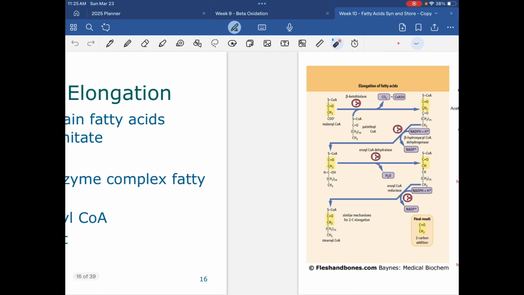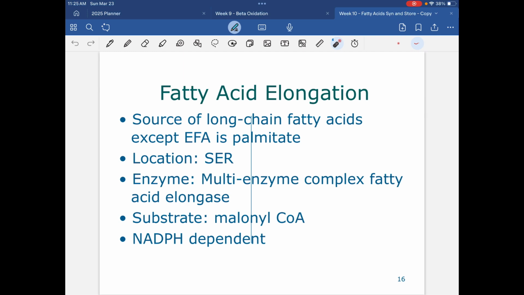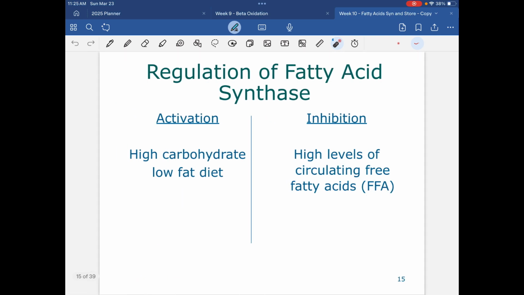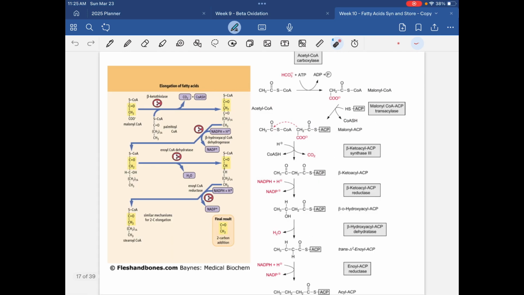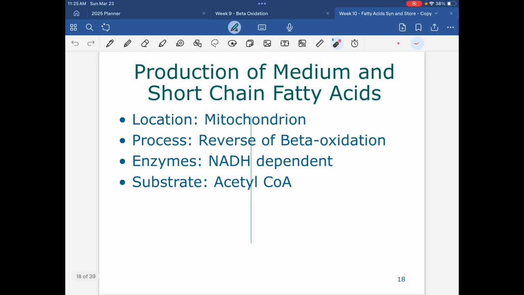So we can make fatty acids in the cytoplasm. If I want them longer, I'm going to take them to the smooth endoplasmic reticulum and use malonyl-CoA to make them 2 carbons longer at a time. If I need medium or short chain fatty acids, I'm going to take them to the mitochondria and use acetyl-CoAs to make them medium or short or whatever length I need.